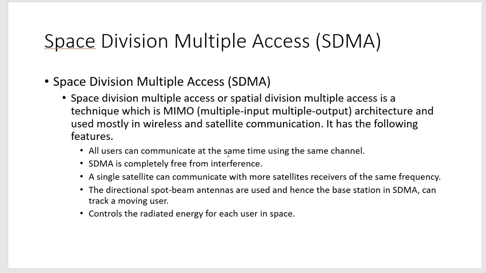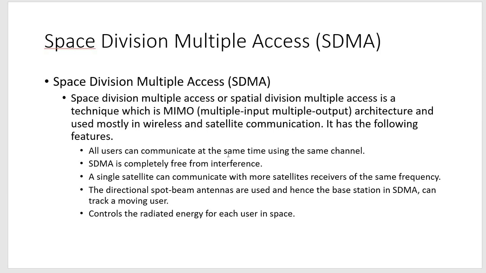So in space division, it covers some particular area. From this area, all users can communicate. SDMA is completely free from interference. There is no interference from space to space. There are some free areas between the spaces.